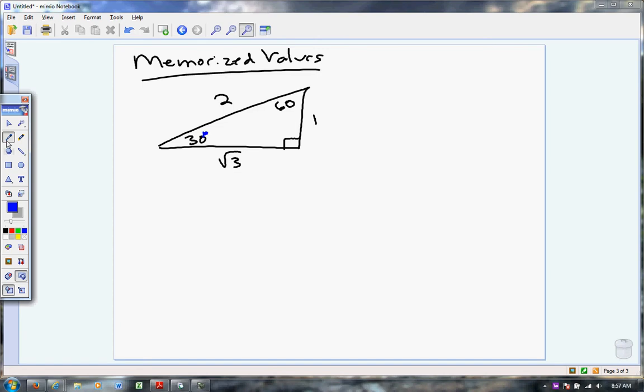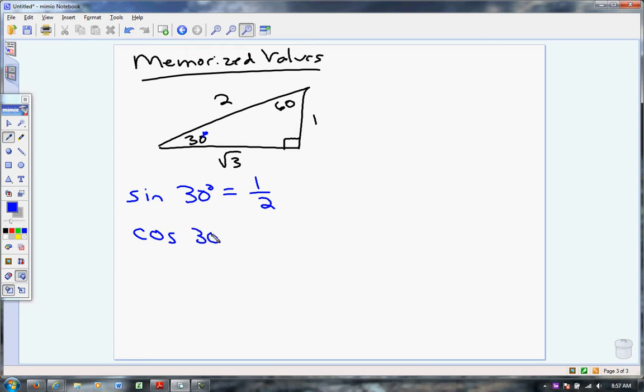So if I know this, then I can just do this. The sine of 30 degrees equals what? Isn't it 1/2? The sine of 30 degrees is 1/2. Very common value that we're going to use a lot. The cosine of 30 degrees is radical 3 over 2. The tangent of 30 degrees is 1 over radical 3. All based on this triangle up here.